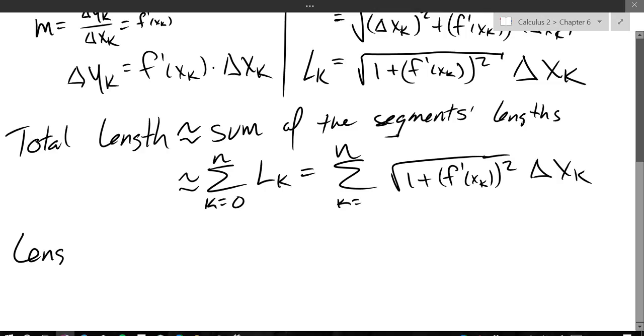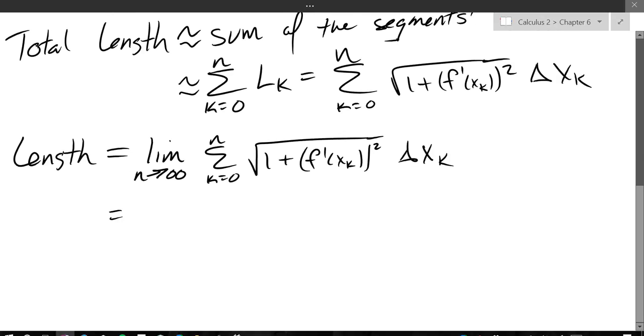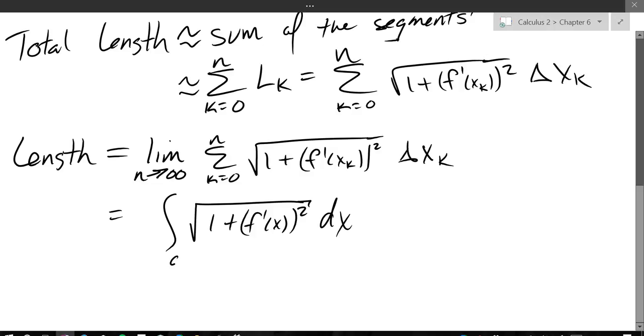So the actual length is equal to the limit, and which variable do I send to infinity? I want n pieces, an infinite number of pieces. So I want the limit as n goes to infinity of the summation, k equals 0 to n, of the square root of 1 plus f prime xk squared delta xk, and this turns into an integral. All your xk's turn into x's, and your delta xk is dx. So this is the integral of the square root of 1 plus f prime x squared dx, and of course you're going from a to b. This formula is arc length, the one that should go in your formula page.